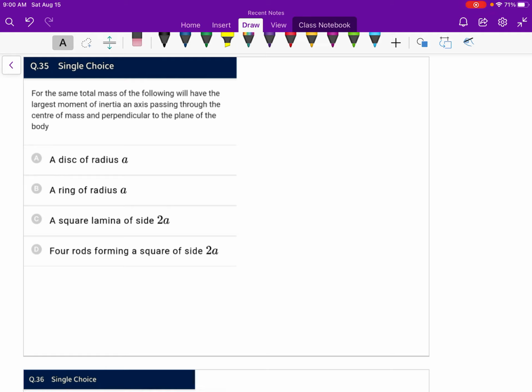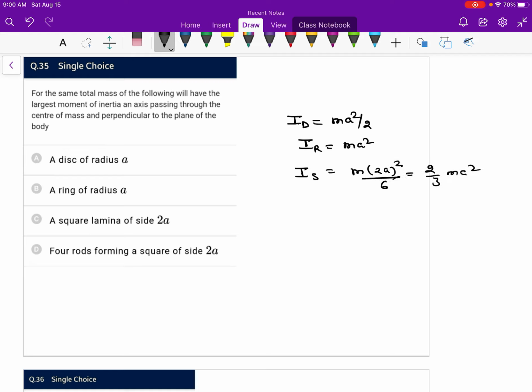For the same total mass, which of the following will have the largest moment of inertia? So we know disk has moment of inertia, I disk is ma square by 2, ring has moment of inertia ma square, square lamina will have moment of inertia m into 2a square by 6, which is 2/3 ma square.